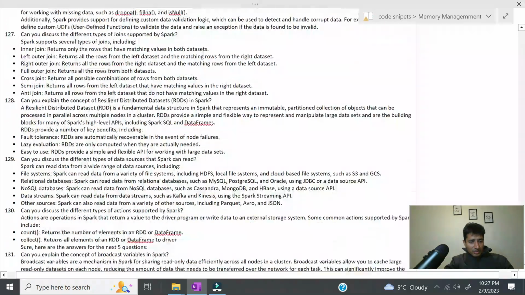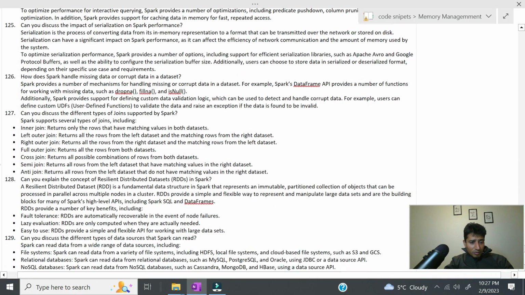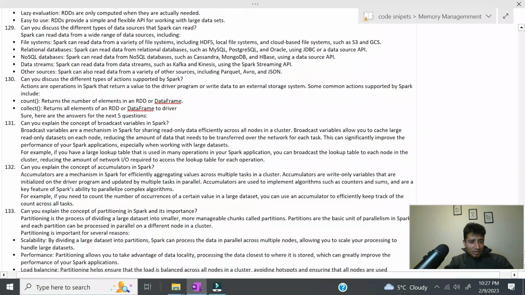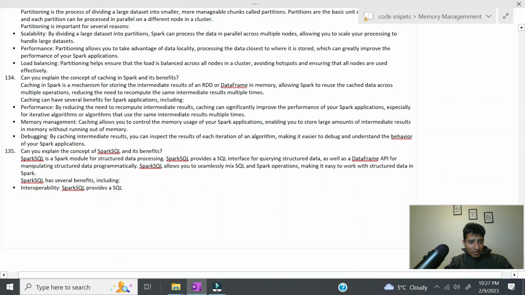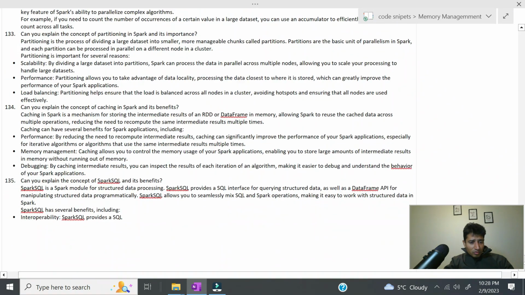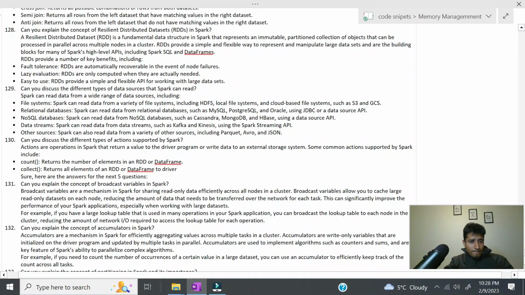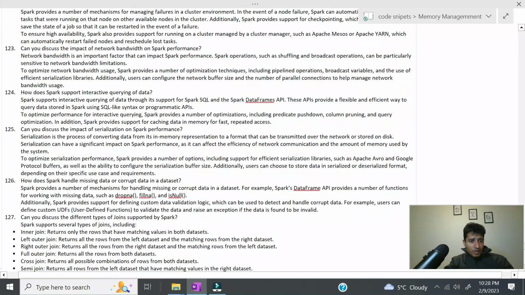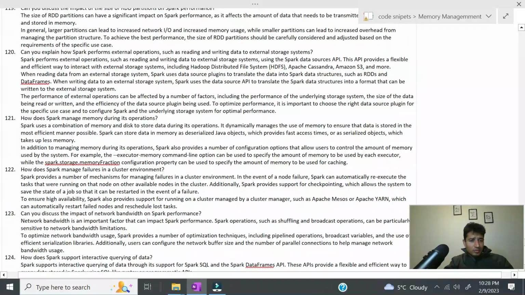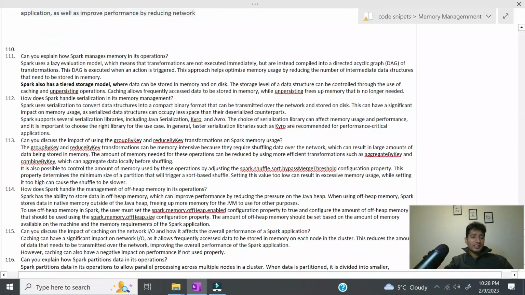What else? Can you discuss different types of joins? That's not needed. Can you explain the concept of RDDs? Not needed in this part, that we will cover later. Okay, so I think that's all.